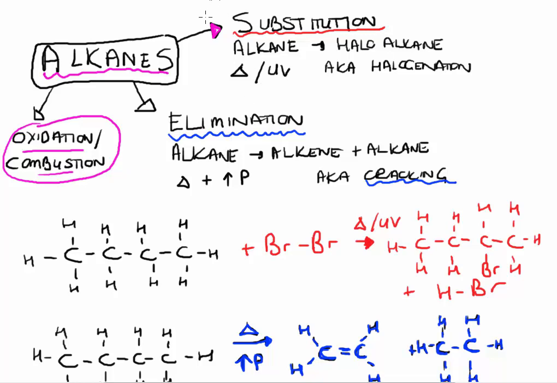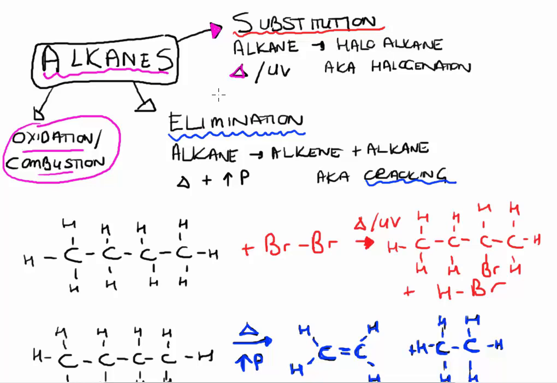Then we're going to move on to substitution. The next one there is substitution. This is where an alkane forms a haloalkane. The reaction conditions include that we either need heat or UV light, which is sunlight. And this is also known as halogenation. So let's just look at the structural formula.